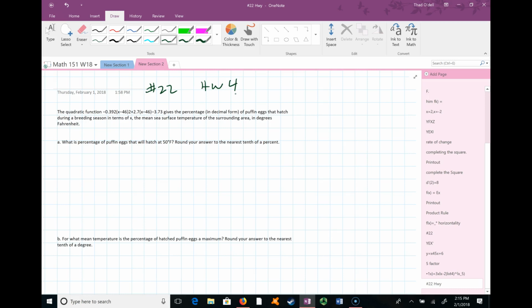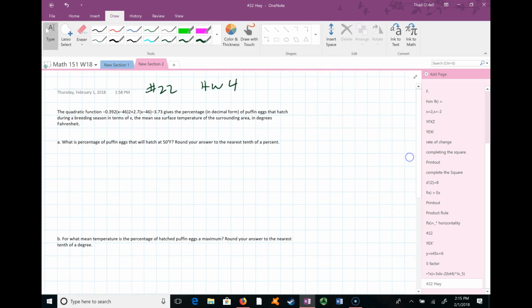So the question is, what is the percentage of puffin eggs that will hatch at 50 degrees? Round your answer to the nearest 0.1%. One of the difficulties with this question is that it produces decimal answers, which means you have to convert them from decimal form to percent form in order to plug into the answer, because the answer slot is looking for a percentage, not a decimal.